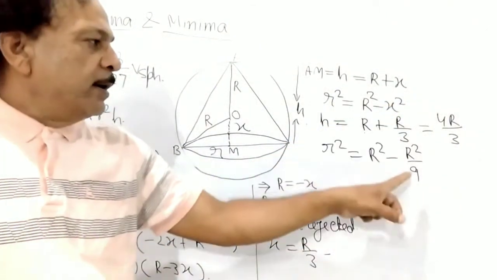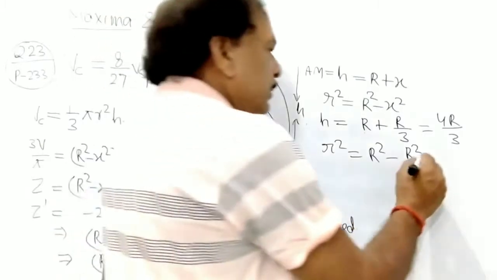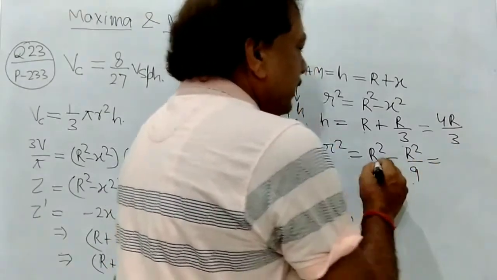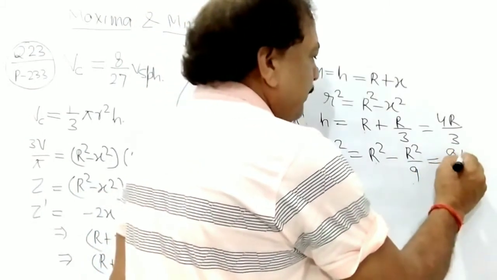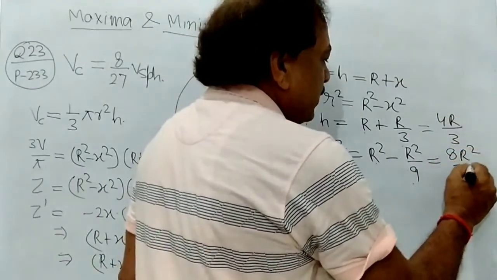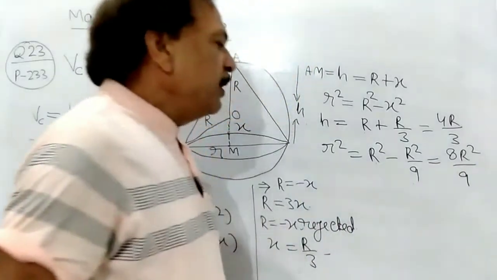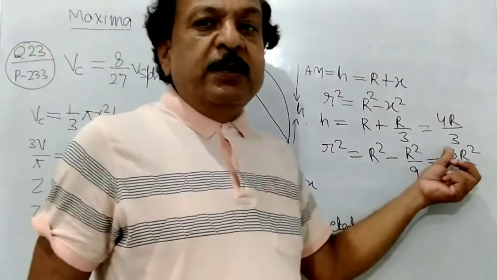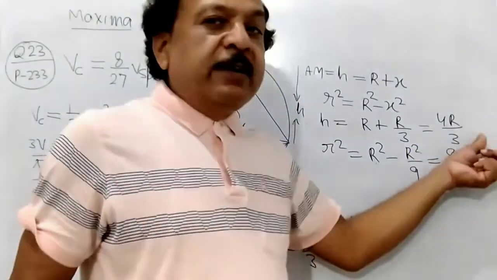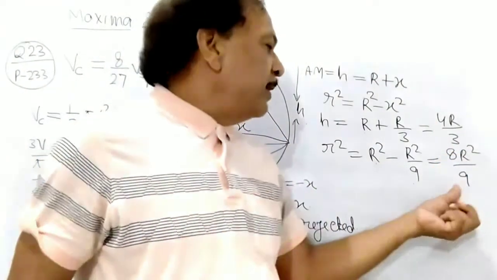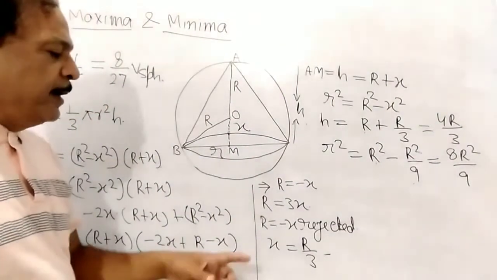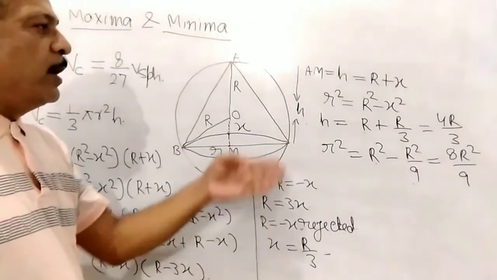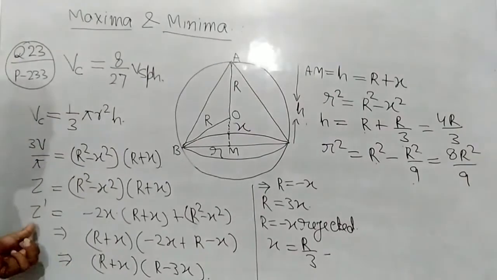यहाँ क्या हो जाएगा? R स्क्वायर by 9. So this will be equal to 9R स्क्वायर माइनस R स्क्वायर, हो गया 8R स्क्वायर by 9. तो कितना हो गया? 9R स्क्वायर में से R स्क्वायर निकल गया, 8R स्क्वायर by 9 हो गया. ठीक. अब h और R का वैल्यू उसमें रखेंगे और x इक्वल टू R by 3 पर ये मैक्सिमम होगा.